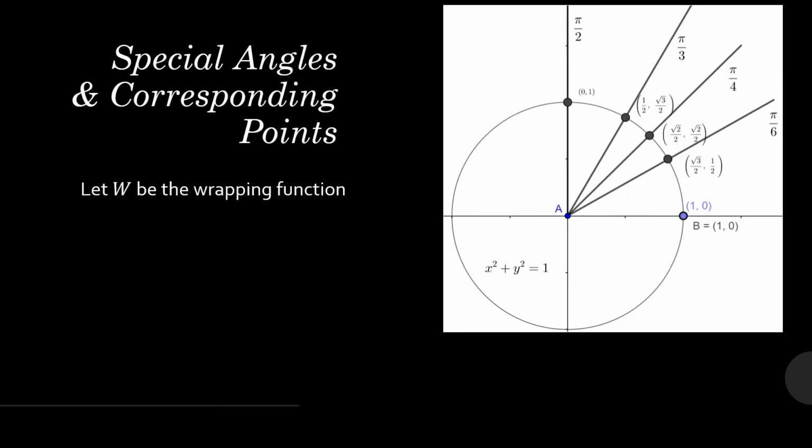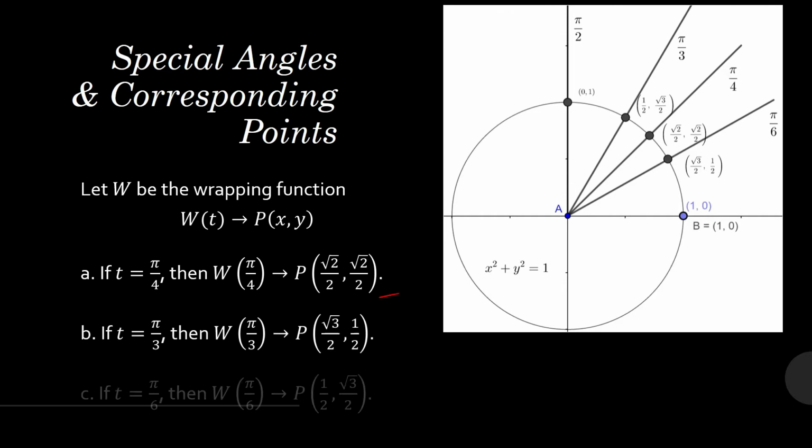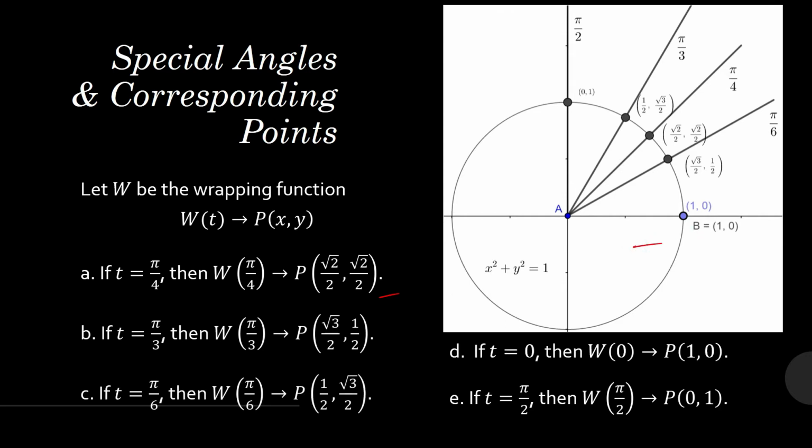As a corollary to the wrapping function, I also introduced the corresponding points for your special angles. It's going to be a challenge to write down and really to discover what are the points that correspond to any real number t. But for special angles, we know what those points are. And we have shown that when the value of t is pi over 4, the corresponding point is this one. And you can find all information about special angles and the corresponding points in this picture. This picture tells the special angles and corresponding points.